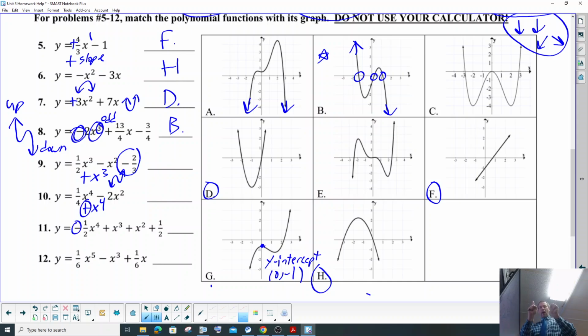And so probably up, right? It's going to be up. So it could be D, but we already used D. So it could be A. Oh, A is going down. So A is going down.